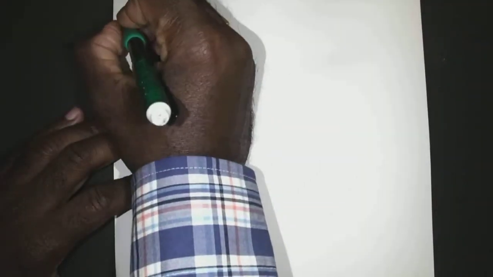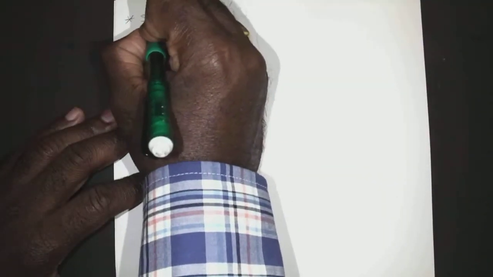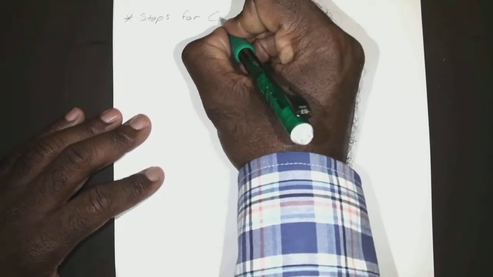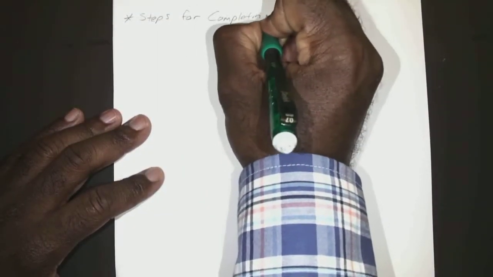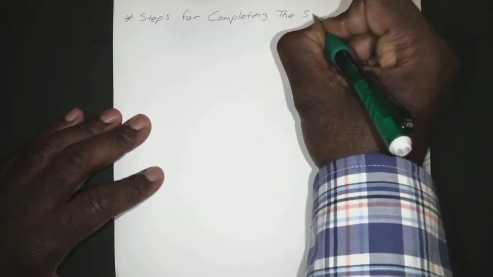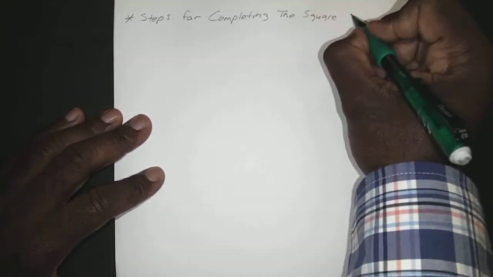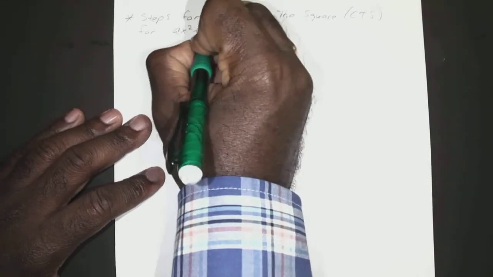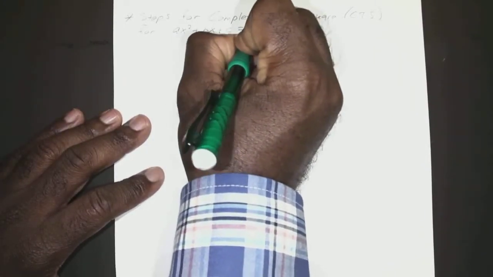Okay, so now that was just using completing the square for individual expressions. Now we're going to solve problems using completing the square. Okay, so you have steps for, instead of completing the square, you'll just see me write CTS. For ax squared plus bx plus c equals 0.